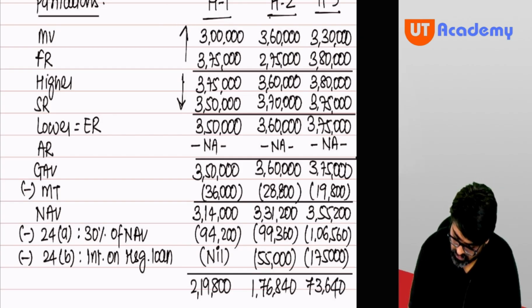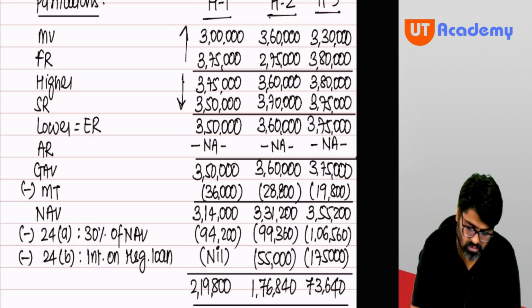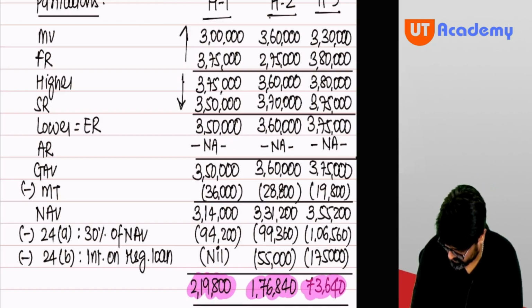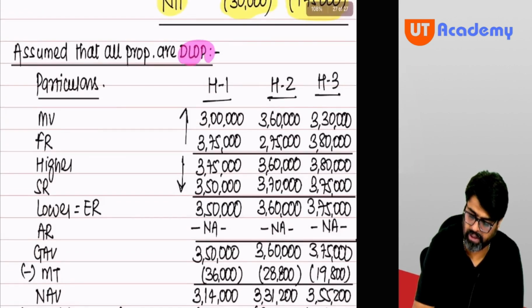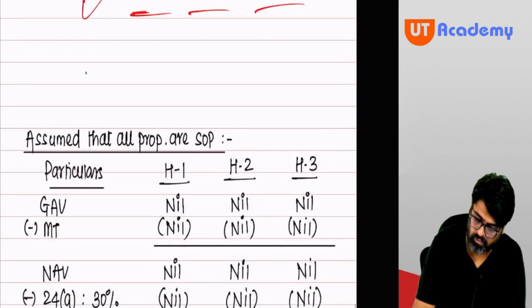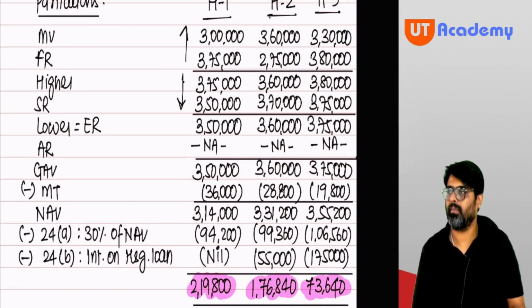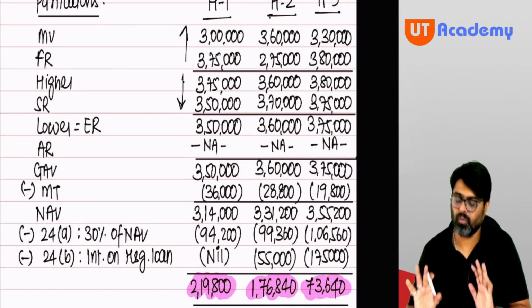73,640. Yes or no? Earlier was yellow color, no? This will be pink color. In pink color, DLOP amounts are there. And in yellow color, which amounts are there? SOP. Yes or no? Now see, two tables are made. How many tables are made? Two tables. Now wait. Pay attention.